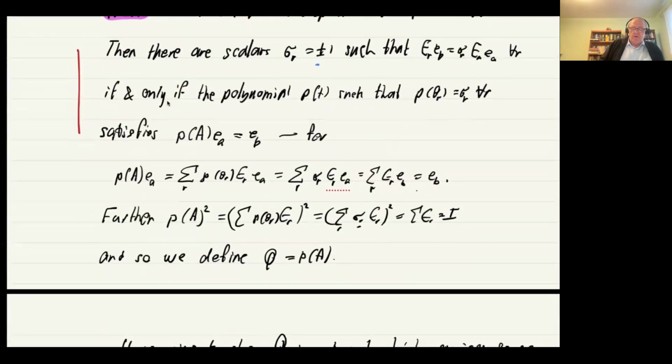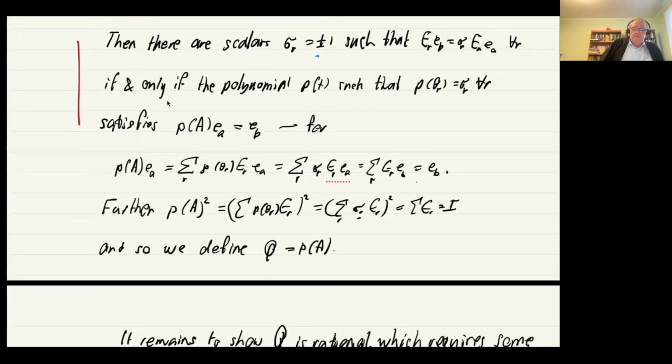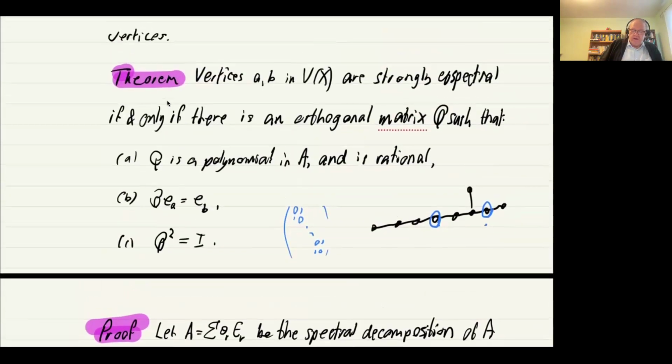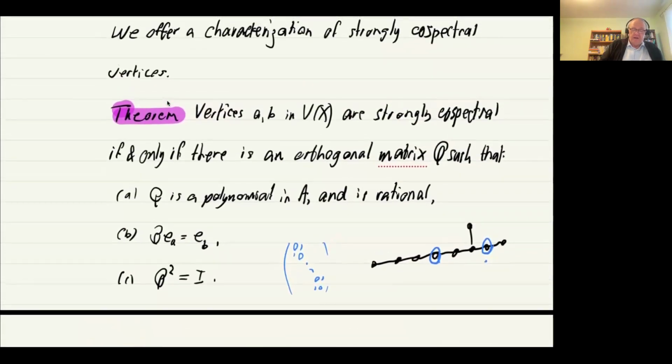So we do have this. If we have two strongly cospectral vertices, then we get an orthogonal matrix which is trying very hard to be a permutation, swapping these vertices. I will say, if you delete the word strongly, you can prove a similar result, but you won't get Q as a polynomial in A. So there's a version of this.